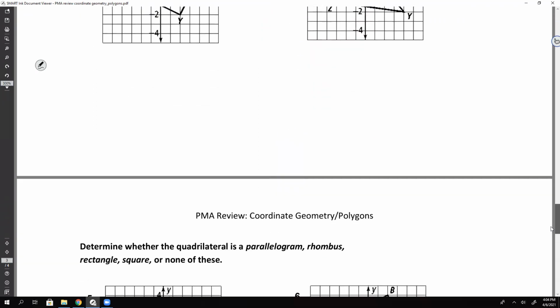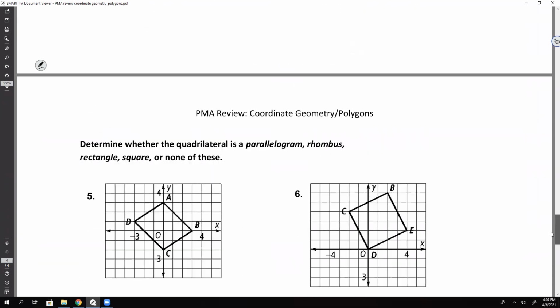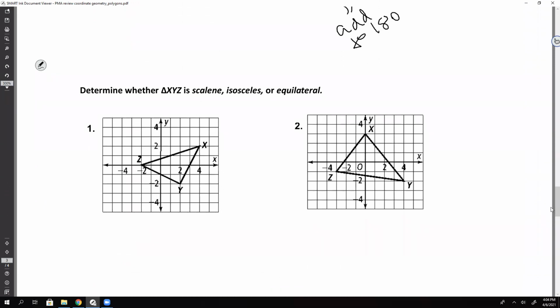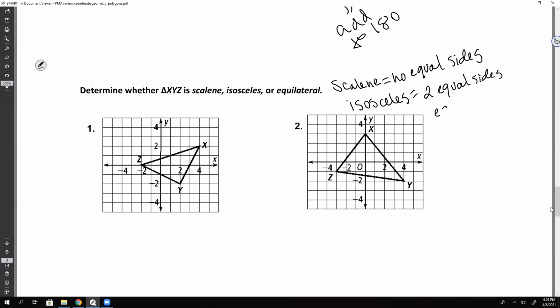Okay, and then our last kind that we have. Here we have to determine whether these triangles are scalene, isosceles, or equilateral. Remember, scalene, no equal sides. Isosceles, two equal sides. And then equilateral is three equal sides. So all sides equal.